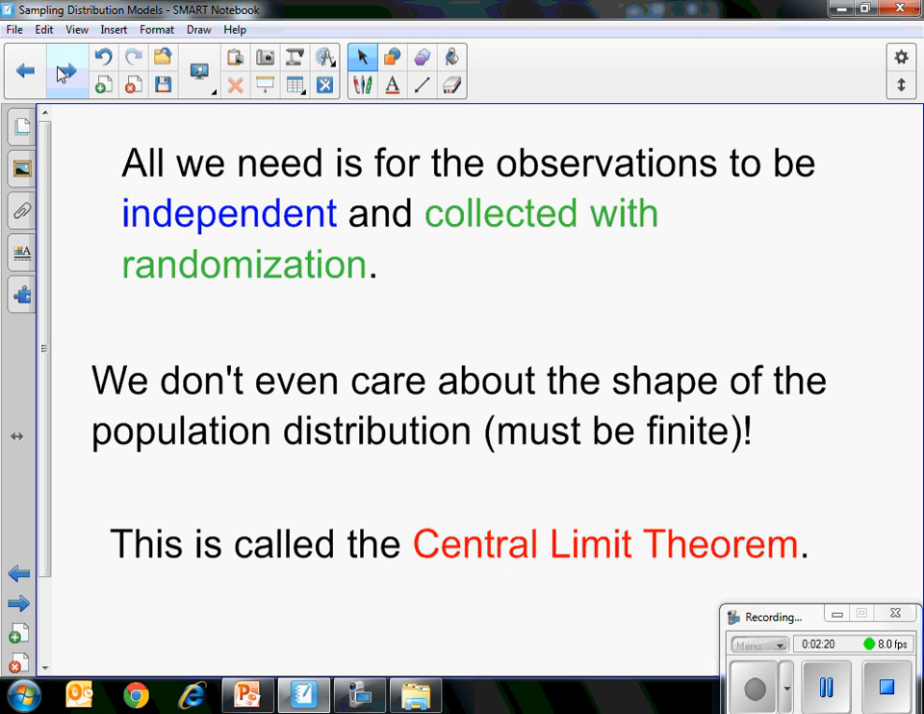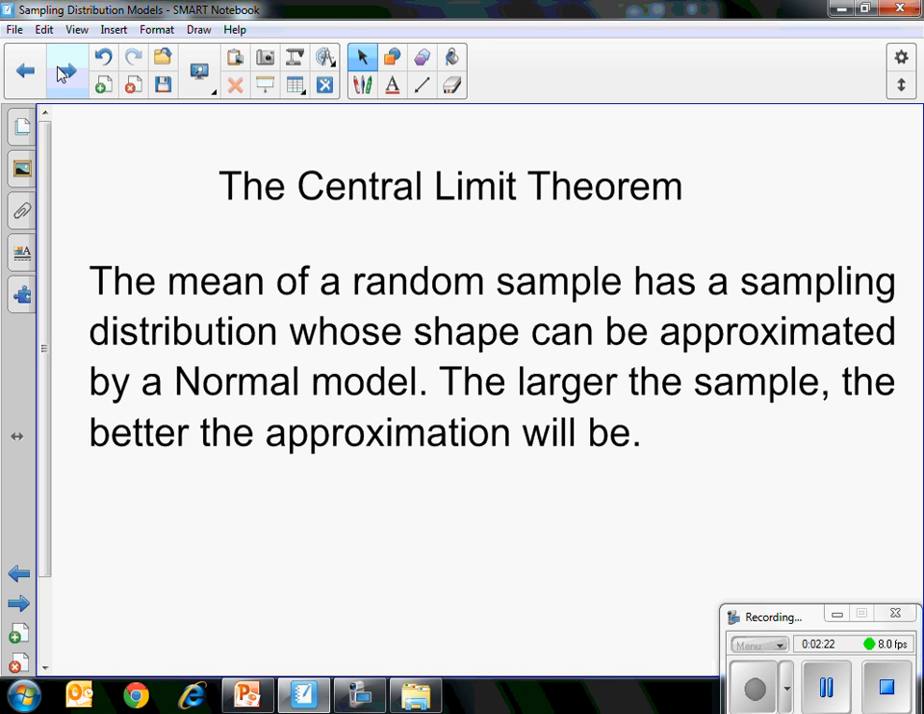Now, by definition, according to the book, the mean of a random sample has a sampling distribution whose shape can be approximated by a normal model, and the larger the sample, the better the approximation will be. So again, think back to when we rolled 5 dice and we averaged those, and what that distribution really looked like compared to when we looked at the 2 dice. The 5 looked definitely a lot more normal than the one with 2.